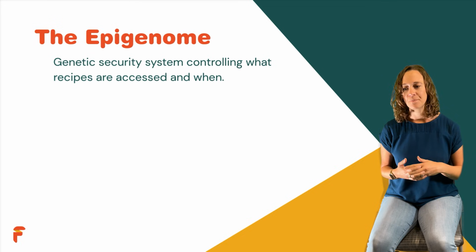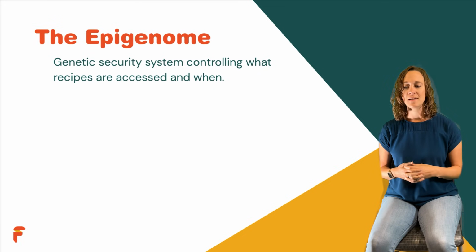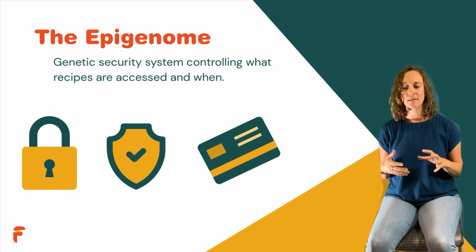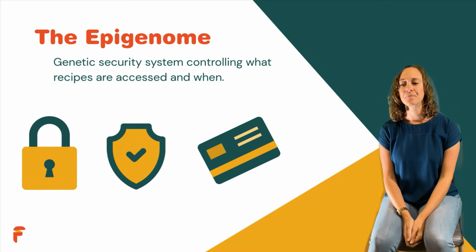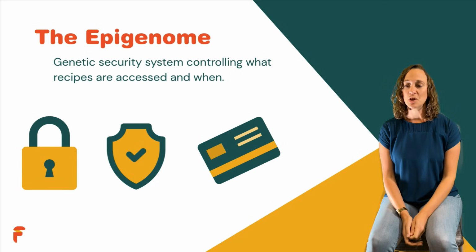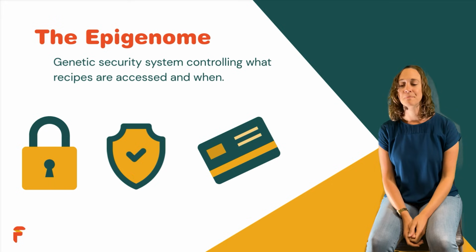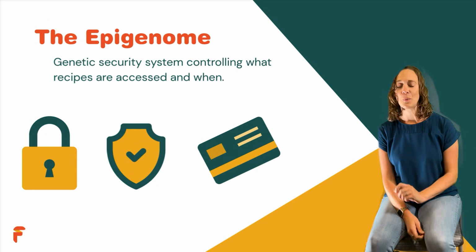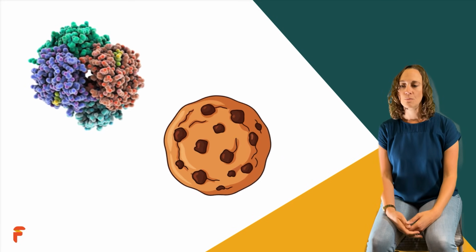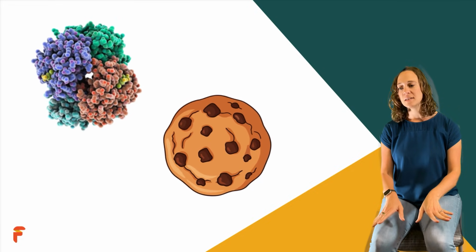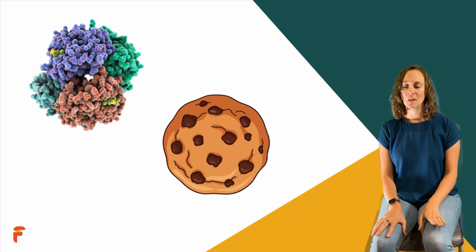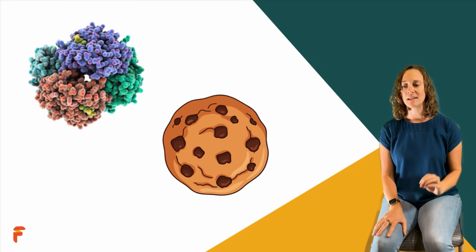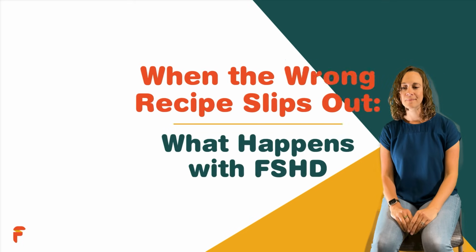There's one more layer I want to talk about, the epigenome. Think of it like the library's security system, locks, guards, and checkout rules. The epigenome controls which books can be opened and when. This is how your body makes sure the right genes are used at the right time and in the right cells. Most of the time, this whole system works beautifully. Cells bake exactly the cookies they need to stay healthy.